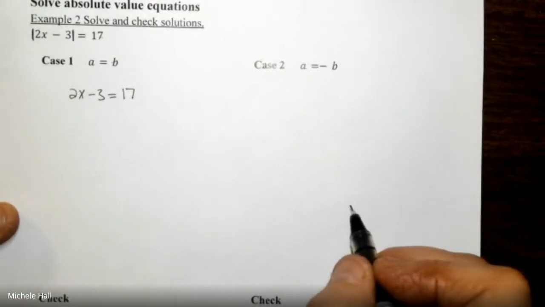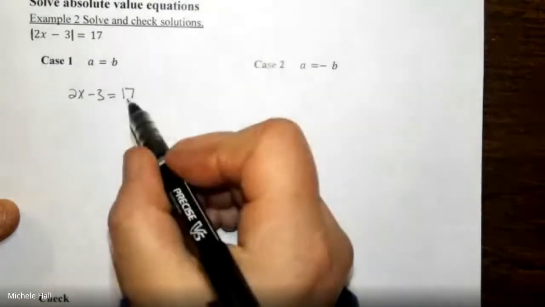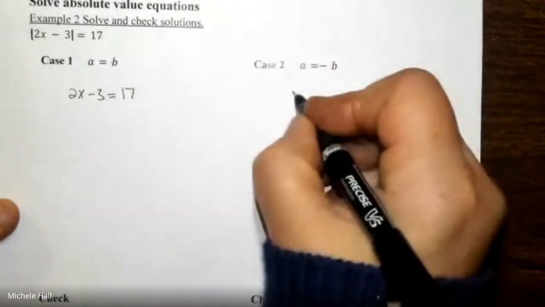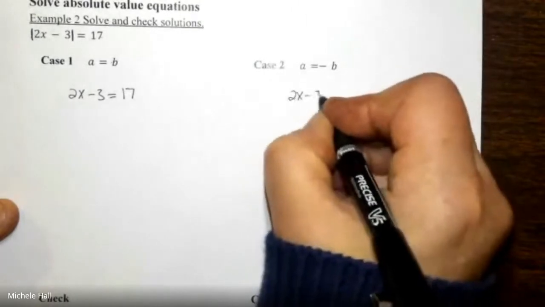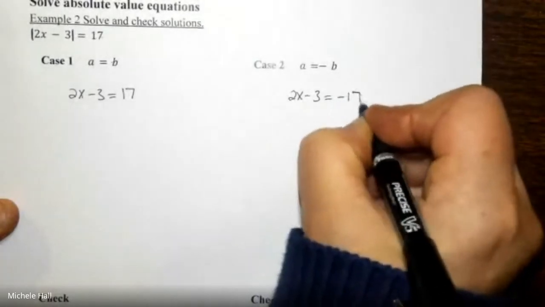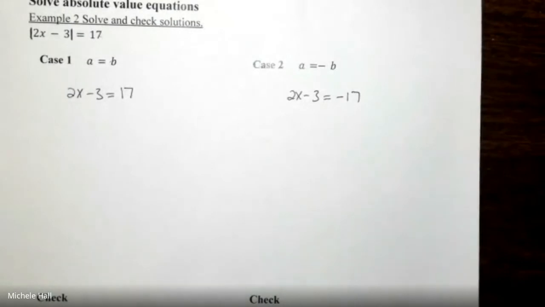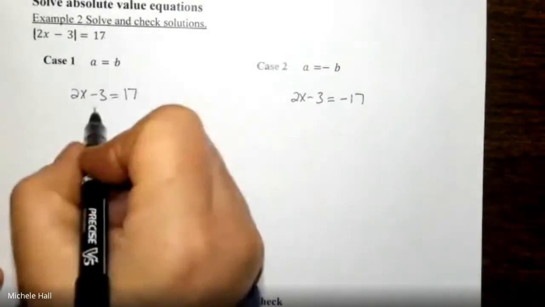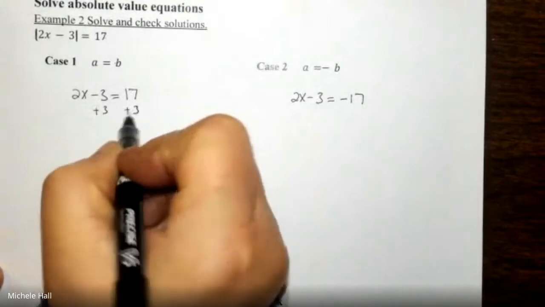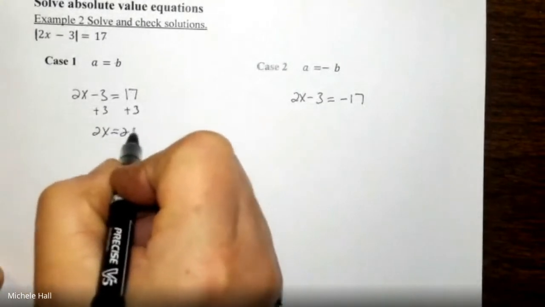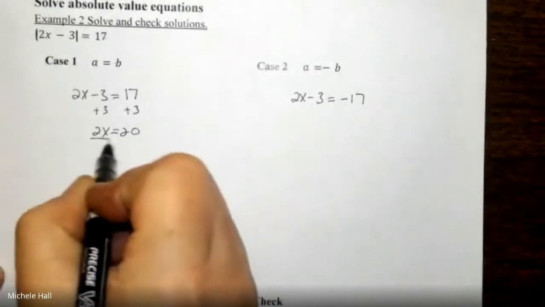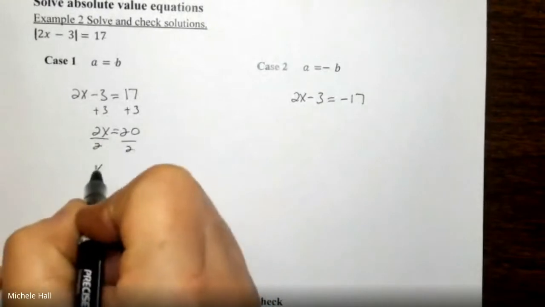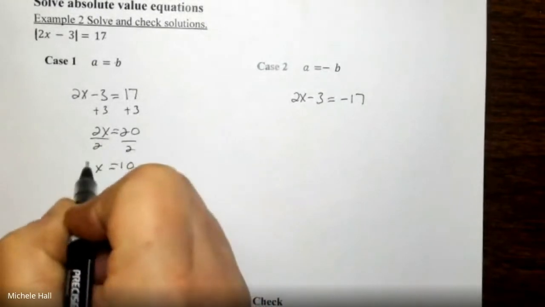And then we need to do that again and set it equal to the opposite of 17. 2x minus 3 equals negative 17. That is how you set up your absolute value problems. You're always going to have 2 answers for absolute value. Solve your 2-step equations. Add 3 to both sides. And then finish by undoing the multiplication with division. We get x equals 10.